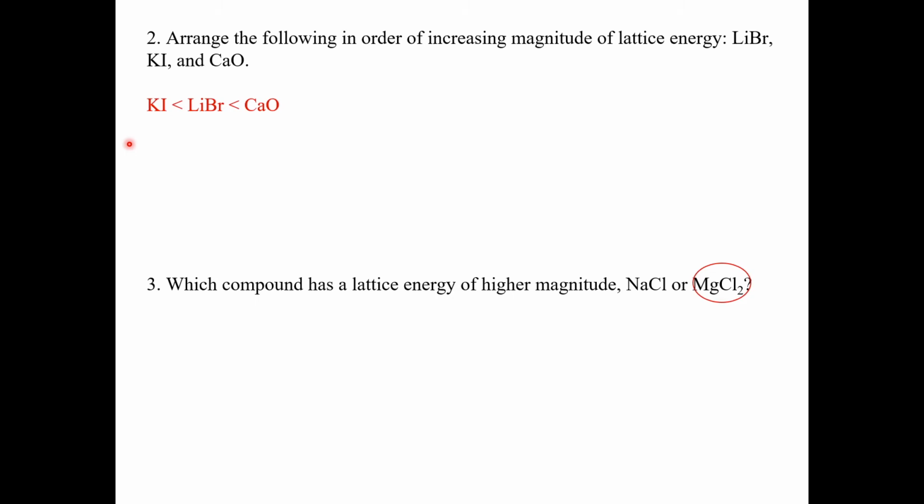Okay, so our answer here is MgCl2. We're really just going to look at the charges. So for chlorine, it'll be -1 for both compounds. Na is +1, but Mg is +2. So remember, ionic charge is going to be more important to look at compared to size. So here you could automatically say that MgCl2 would have the higher magnitude of lattice energy.